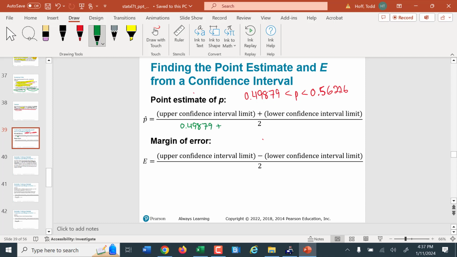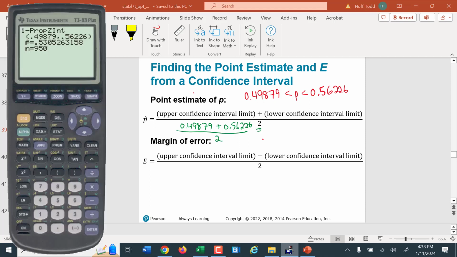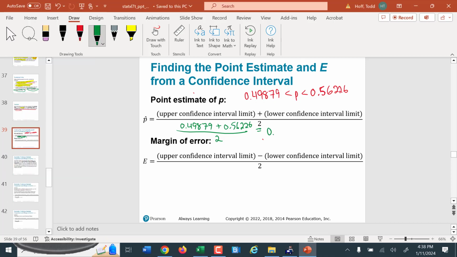0.49879 plus 0.56226 divided by 2. Make sure that when you do this, you hit equals before you divide. So 0.49879 plus 0.56226. Hit equals and then divide by 2 to get the 0.53. Now this is saying a little bit off, 0.5305. 0.53 if we round it to 3 decimal places.